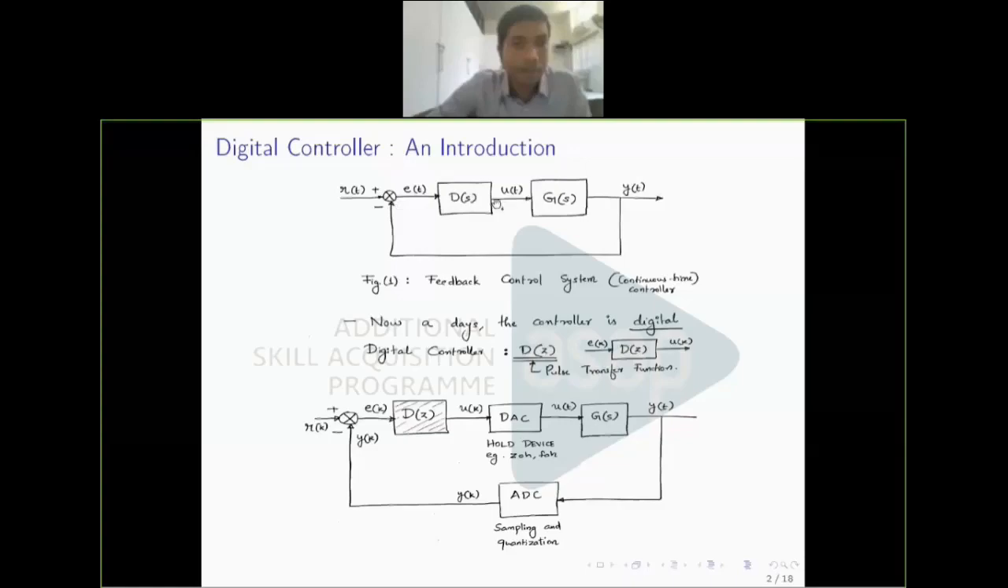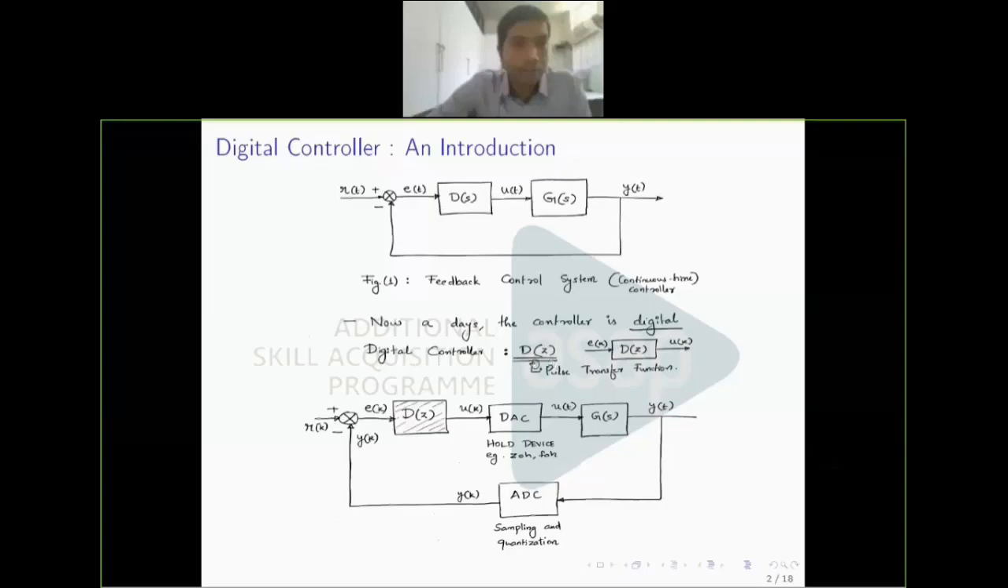So the samples, or the values, should be available infinitely. But we know that nowadays the controller is digital. You cannot give some signal which is infinite over time, and hence you need to use a digital controller, which can be represented by D of Z. Hope you know this, because you might have already studied the pulse transfer function in module 2 of this course.